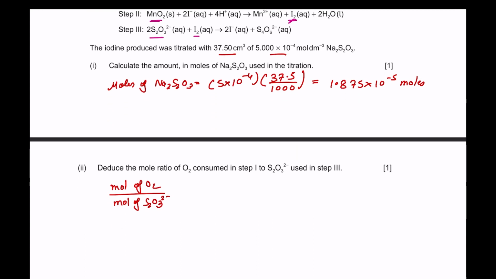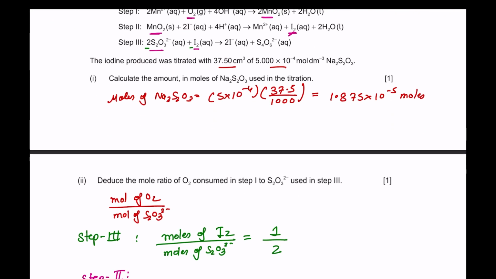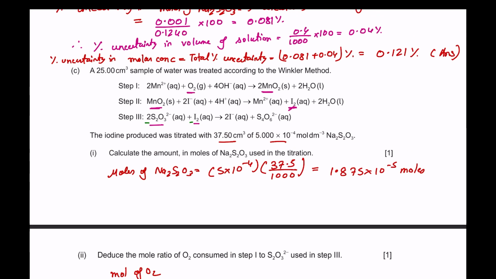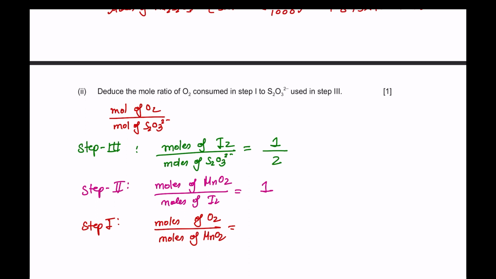So firstly, from step 3 we have to write the stoichiometric ratio between I2 and S2O3 2 minus. Moles of I2 by moles of S2O3 2 minus would be equal to 1 by 2, because 1 is the stoichiometric coefficient of I2 and 2 is the stoichiometric coefficient of S2O3 2 minus. Now step 2, here we have to do between I2 and MnO2. So moles of MnO2 by moles of I2 will be equal to 1 by 1, or I can just write it as 1. Now we are at step 1. Here we have to do the ratio between O2 and MnO2. So moles of O2 by moles of MnO2 will be equal to 1 by 2.